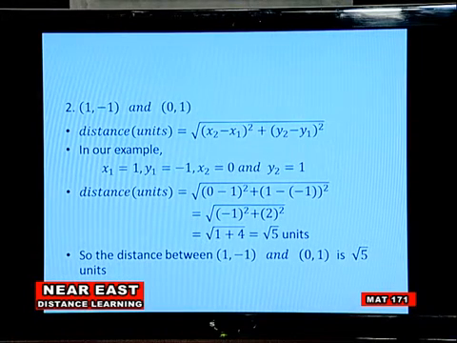Substituting, you will have 0 minus 1, which is minus 1. And you have 1 minus minus 1, which is 1 plus 1, which is 2. 0 minus 1 is minus 1. So evaluate this. Minus 1 squared is 1. 2 squared is 4. You have 1 plus 4, which is square root of 5 units. So the distance between 1, minus 1 and 0, 1 is square root of 5 units.